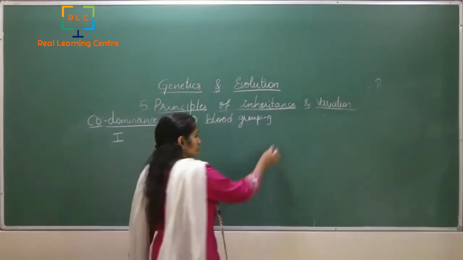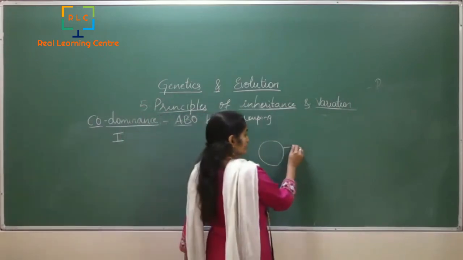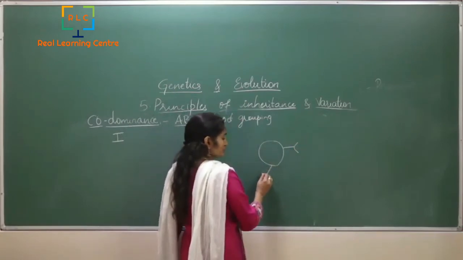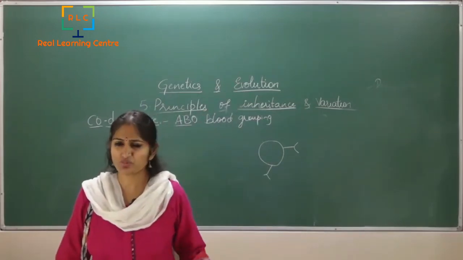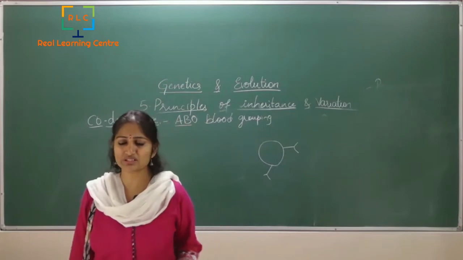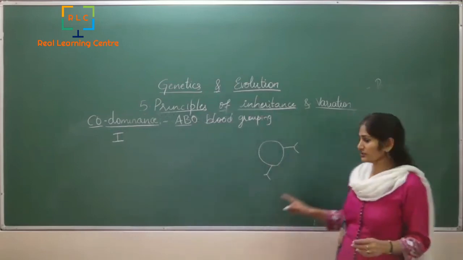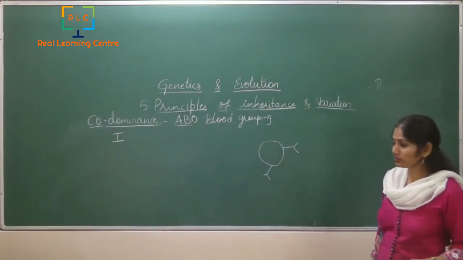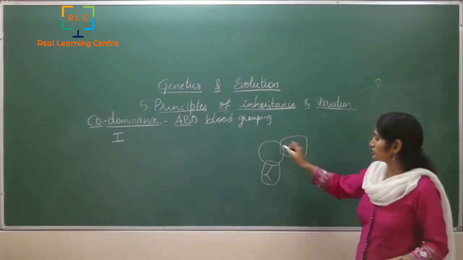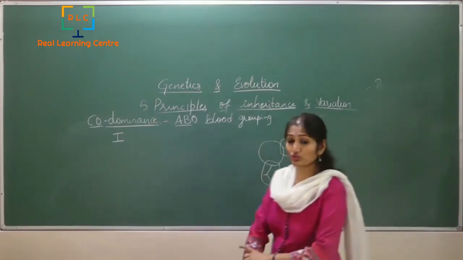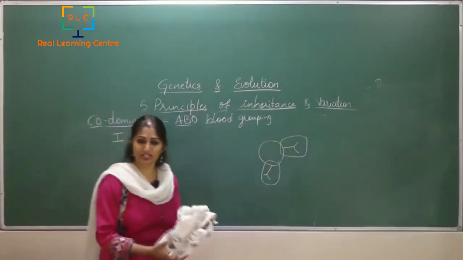Okay, so suppose we have this red blood cell. Imagine that this is a red blood cell. Now on its surface, you have certain protruding factors. These protruding factors are basically small proteins having sugar chains also. So it is made up of proteins and sugar chains that come out from the plasma membrane. Now this gene I is involved in making those structures on the plasma membrane.